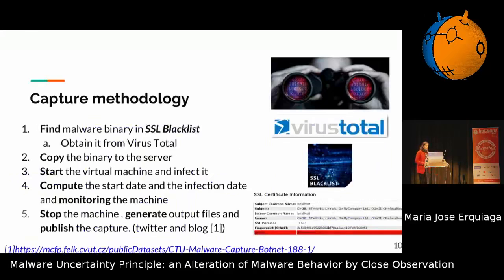The methodology we are following has these five steps. First, we have to find the malware. That was the hardest part. We used SSL Blacklist a lot, which is a website where all the malware that is using encrypted channels is reported. Once we find the MD5, we find it on VirusTotal, and we download it.